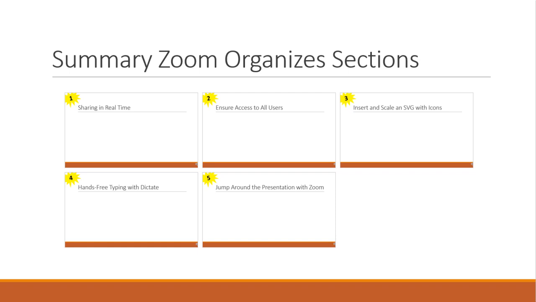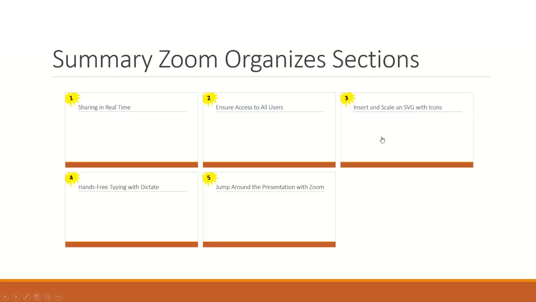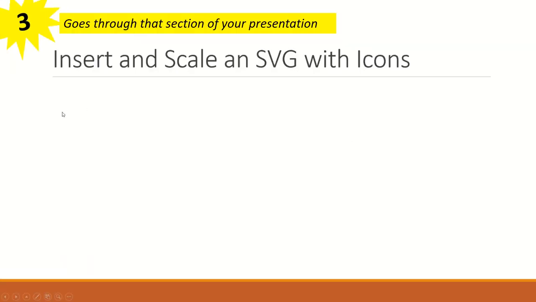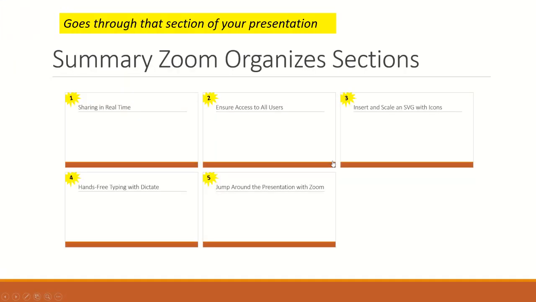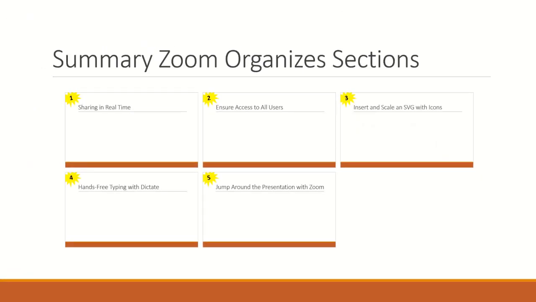Summary Zoom automatically turns all those headers into sections and organizes them. It automatically updates the slide, so if you make a change on the slide, it will update in the Zoom. Let's watch it in action so you can see. And when you're done with the section, it comes right back to the summary slide again.